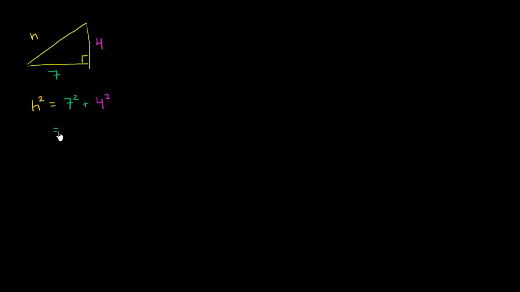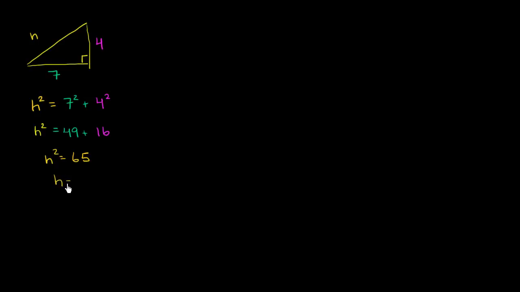So this is equal to 49 plus 16. Let's see, 49 plus 10 is 59, plus 6 is 65. So h squared, let me write h squared, it's a different shade of yellow. So we have h squared is equal to 65. Did I do that right? 49 plus 10 is 59, plus another 6 is 65.